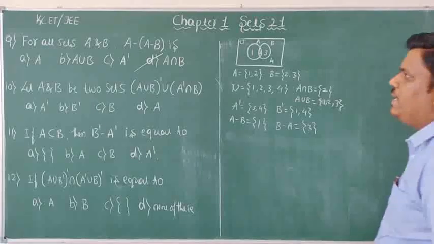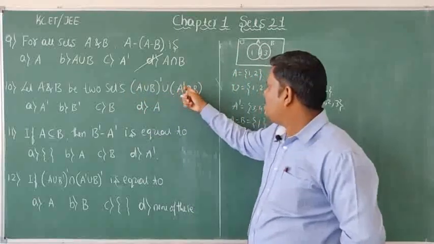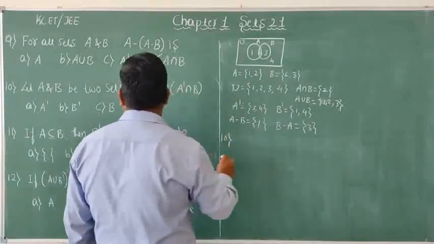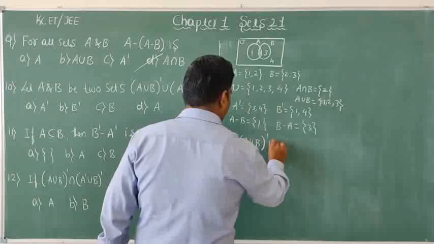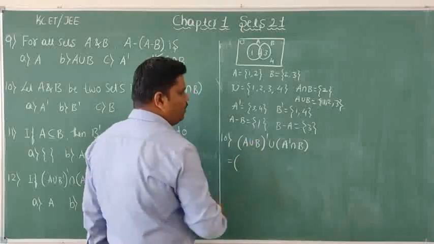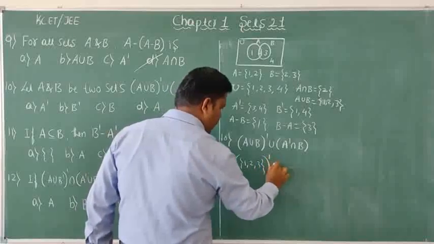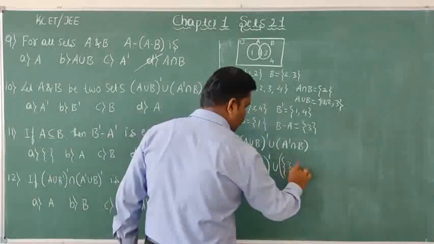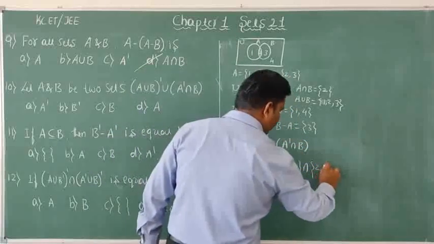Next question. Let A and B be two sets. A union B whole complement union A dash intersection B. So rewrite, question number 10. A union B whole dash union A dash intersection B. That's it. A union B is equal to 1, 2, 3. Its complement union bracket A complement is 3, 4, intersection B. Set B is equal to 2, 3.